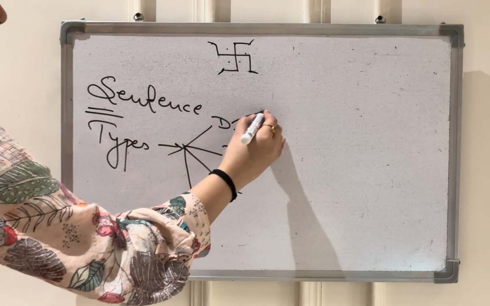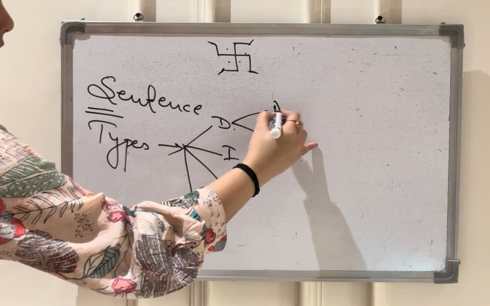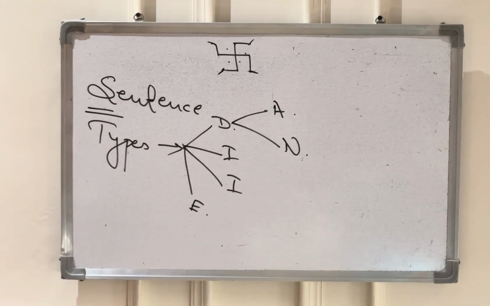In declarative sentences, there are two types of sentences. First one is assertive sentence and second one is negative sentence.